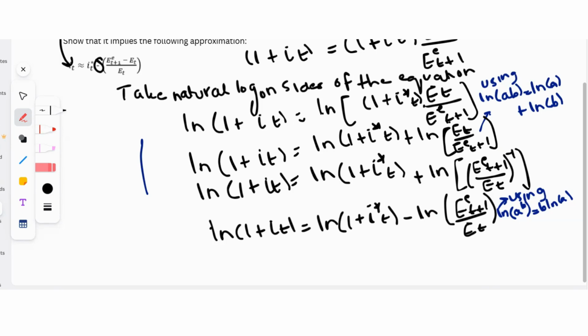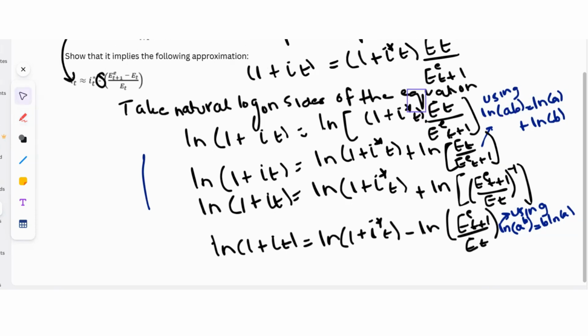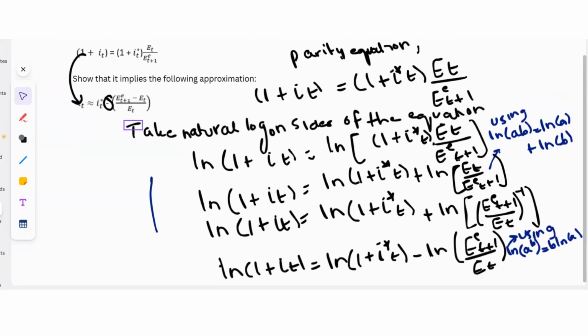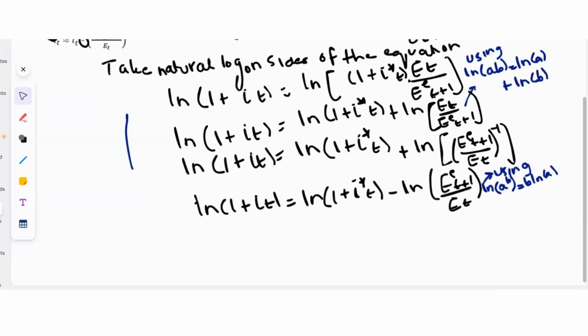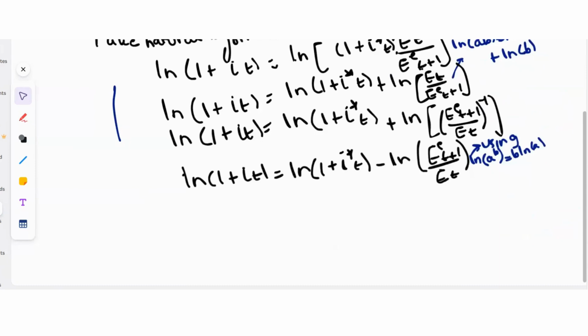So this is how we bring in the minus here. The first step was to take natural log on both sides, then use the fact that ln(AB) is ln A plus ln B. Then I rewrite E_t / E_t+1 as (E_t+1 / E_t) to the power minus 1. The reason we wrote it like this was so that we can take this minus 1 as a coefficient of ln, and get the minus sign that we saw in the approximation. Now, in order to proceed further, we'll use the approximation.